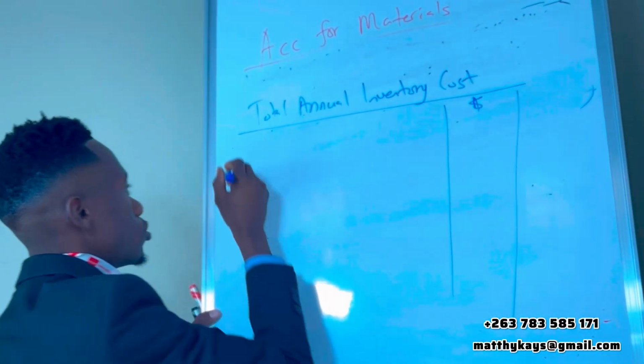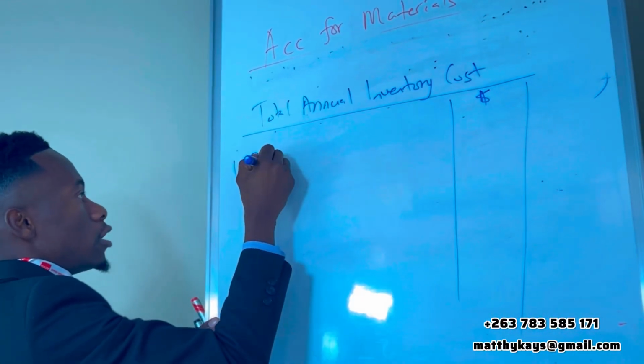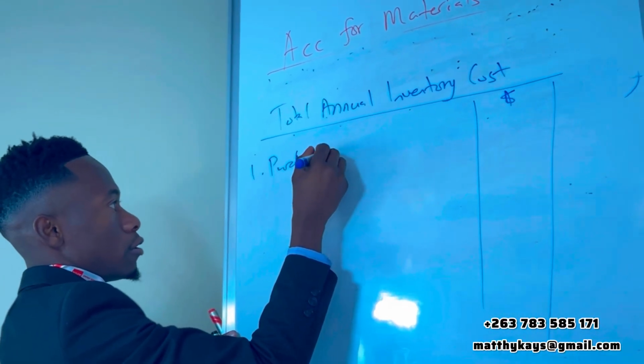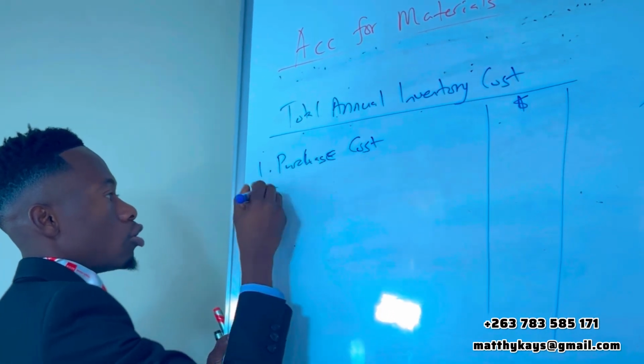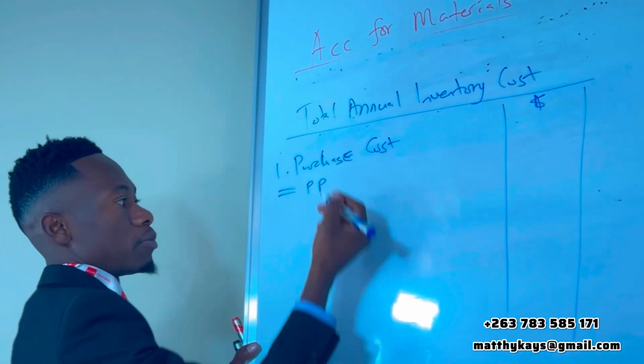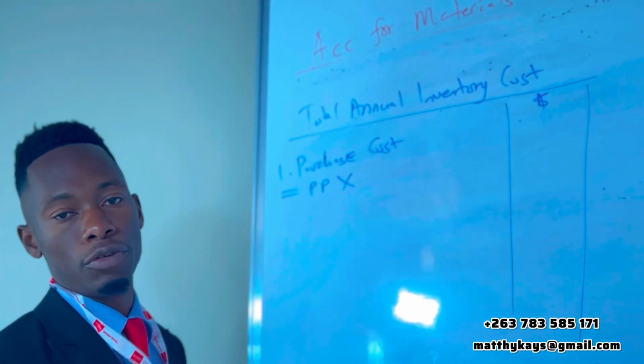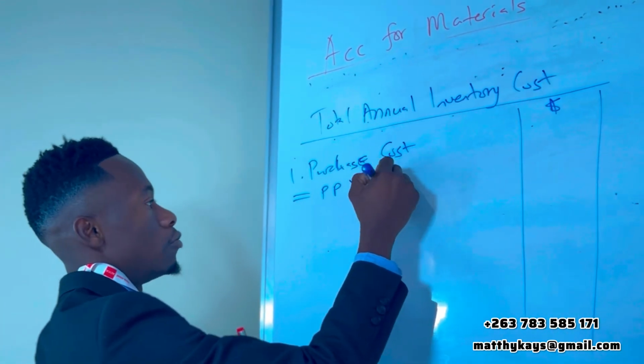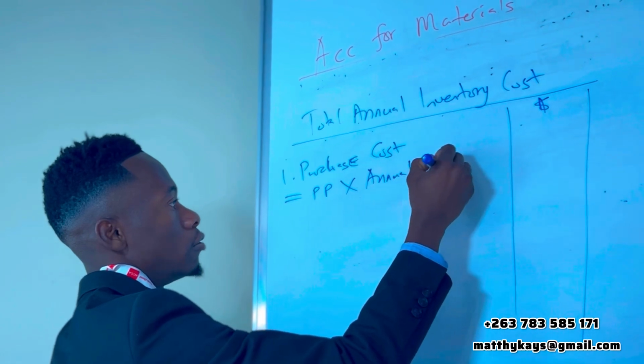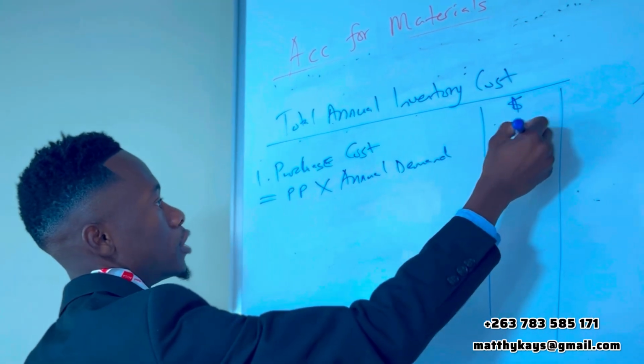Total annual inventory costs, we have 3 types of costs. Number 1, we have the purchase cost. You want to buy stock, so we talk about the purchase price per unit multiplied by the number of units, so multiply by the annual demand. You get your purchase costs.